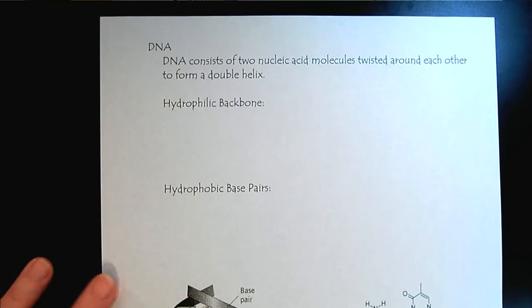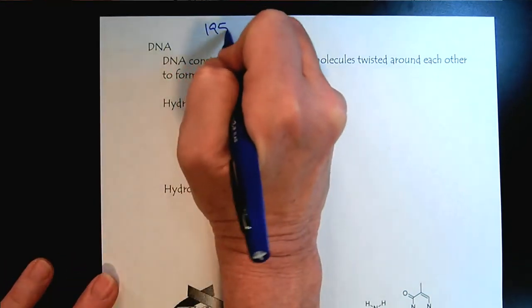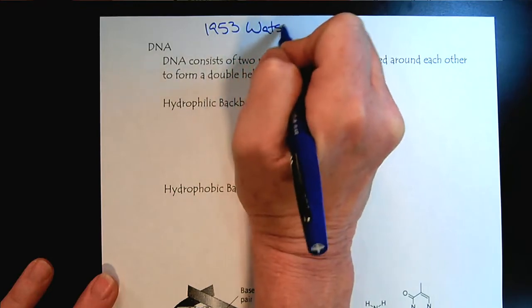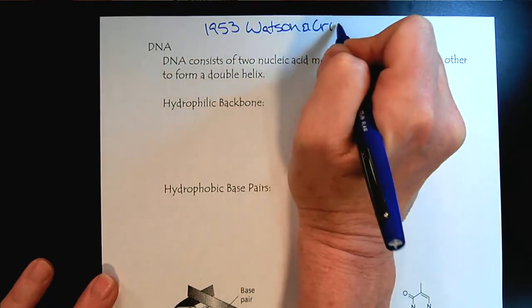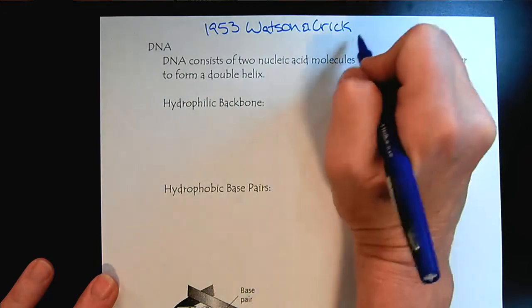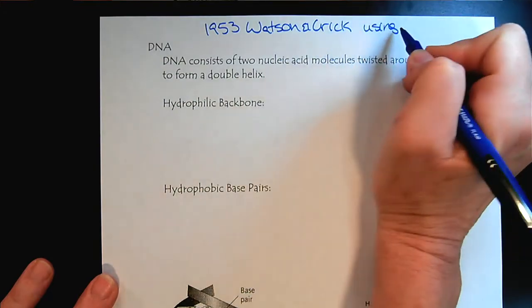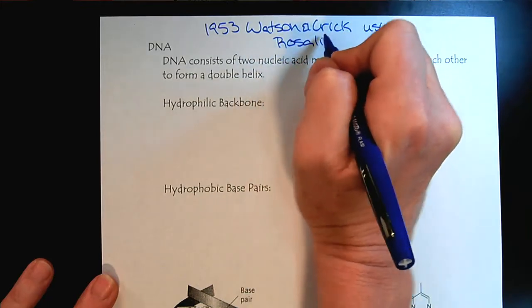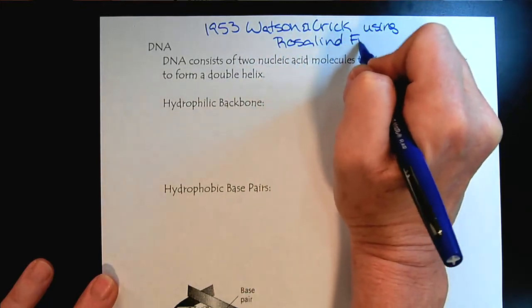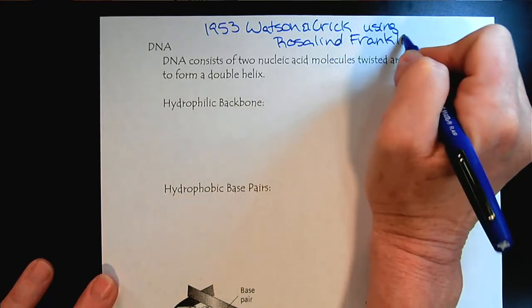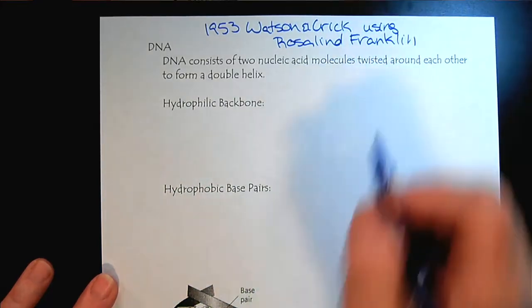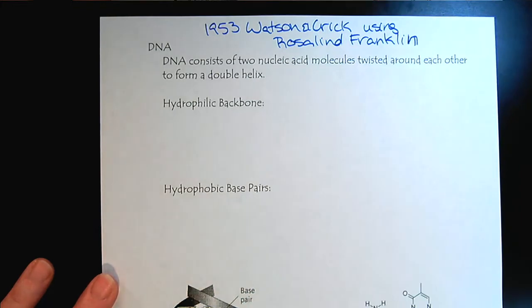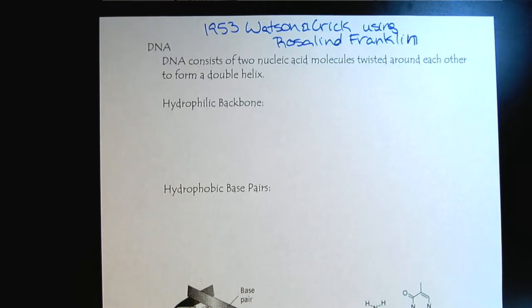It's important to note that back in 1953, Watson and Crick were the ones that proposed this structure, but the person who is getting more recognition now, her name was Rosalind Franklin, and she was the woman who actually collected all the X-ray diffraction data that helped Watson and Crick get to their discovery. And so it's important to acknowledge her contributions as well as theirs.